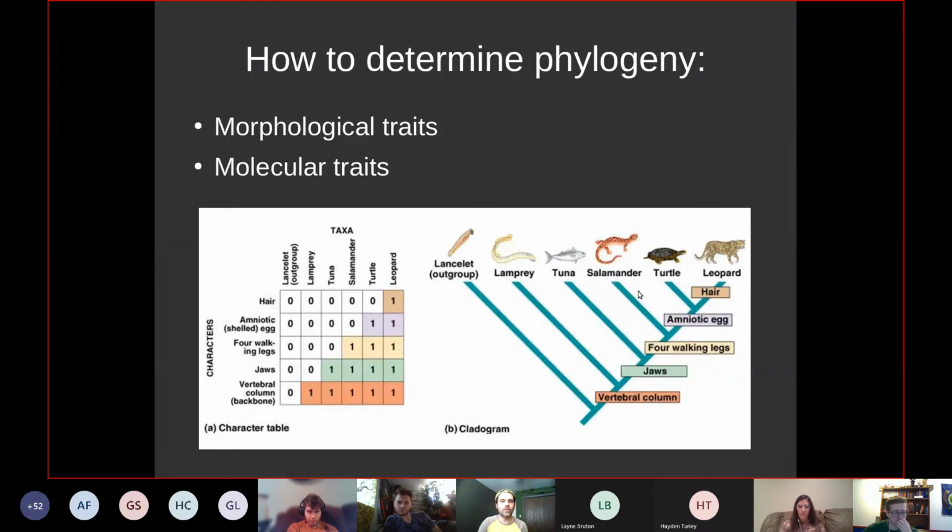Okay, and then if we threw chimpanzees on here, we'd have to add more traits to start telling which were more or less closely related to leopards or humans, right? Because chimpanzees, leopards, and humans all share these 5 characteristics, so there's not enough data to resolve those 3, and so we would have a polytomy, right? How we get out of that is to look at more traits.